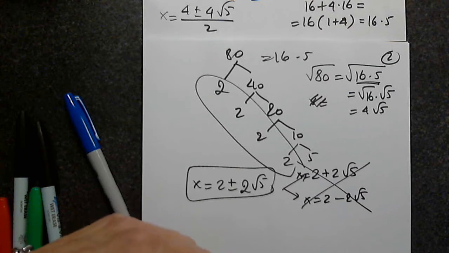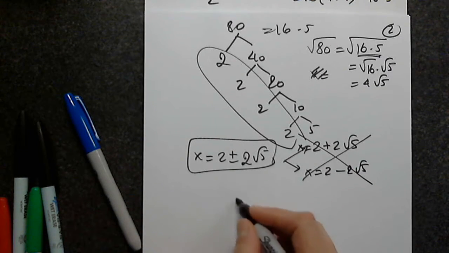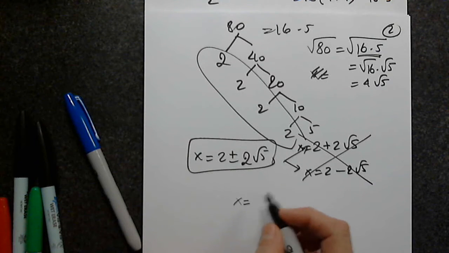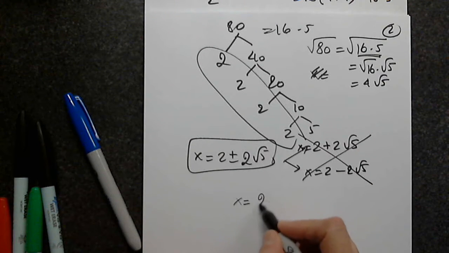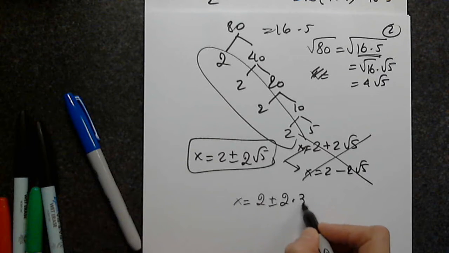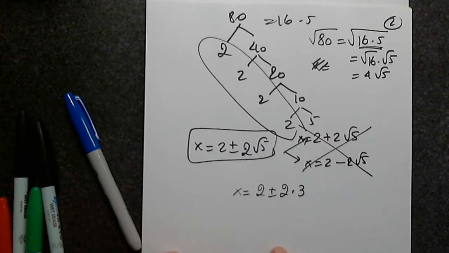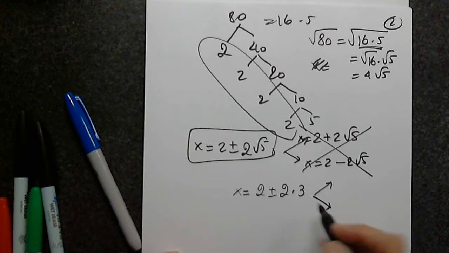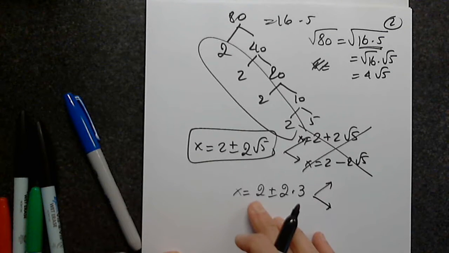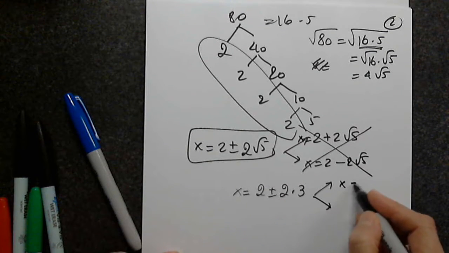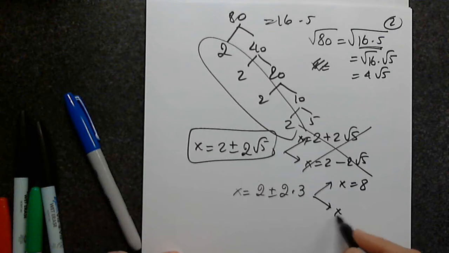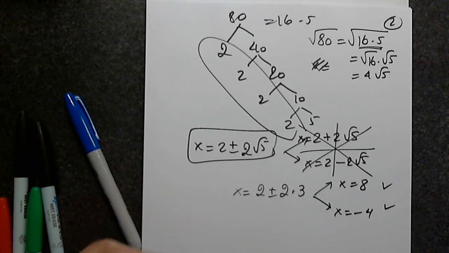So in an exam, can I leave my answer like that? Correct, unless you have 2 plus or minus 2 multiplied by 3, then you cannot, that's wrong, because these can be simplified. 2 plus 6 will be 8, and 2 minus 6 will be negative 4. Here you have to, but here you don't, because it's just a waste of paper and time.